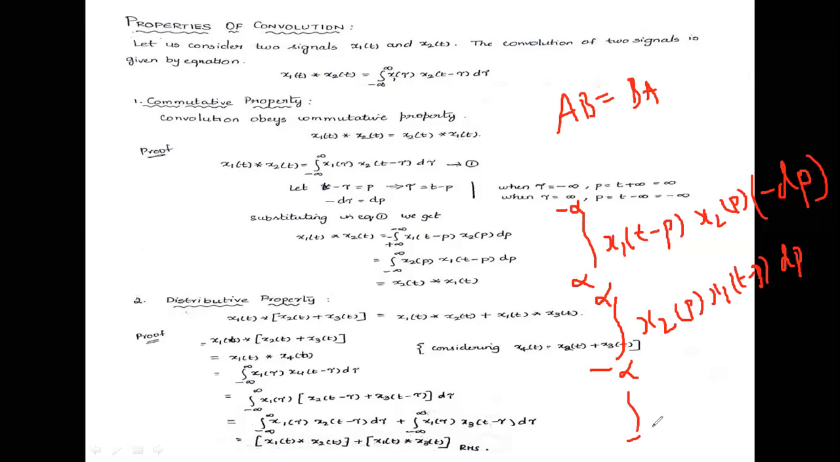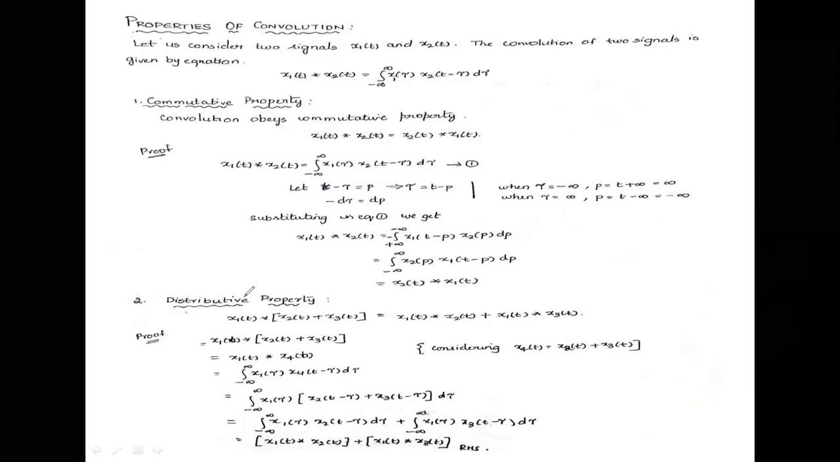Now it is equal to the actual definition, x1 of tau, x2 of t minus tau, d tau. The p is a dummy variable like tau, and now x1 becomes x2 and x2 becomes x1. That is the commutative property: x1 of t convolved with x2 of t is equal to x2 of t convolved with x1 of t.